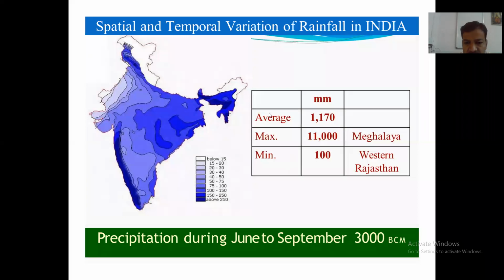The rainfall that is shown in this table: average is 1170 mm, maximum rainfall is 11,000, that is in Meghalaya. Minimum intensity of rainfall is about 100 mm in western Rajasthan, where there is a scarcity of water, less rainfall occurs.